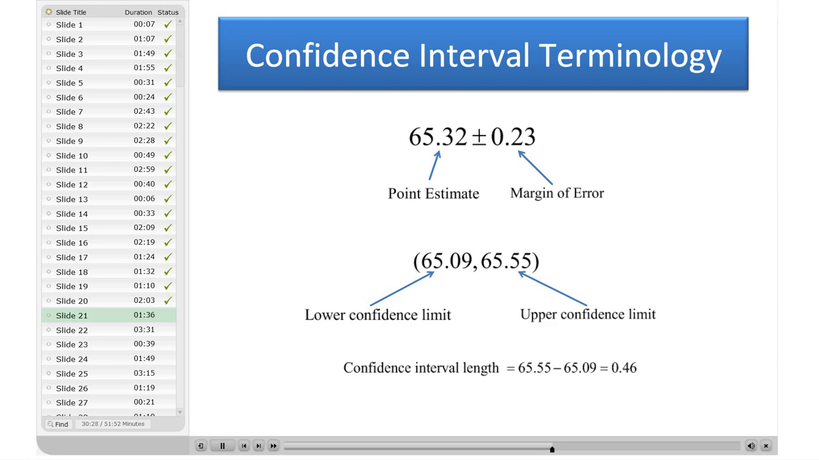One last thing that we can calculate is the confidence interval length, which is literally the length of the interval. So it's the distance from the lower confidence limit to the upper confidence limit. And of course, in order to calculate that, you're just going to subtract those two numbers and get 0.46. It's worth pointing out that the confidence interval length is always going to be twice the margin of error. So our margin of error here is 0.23, and if you double that, you get 0.46.